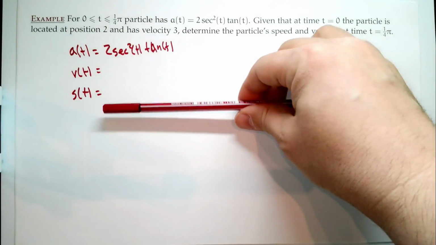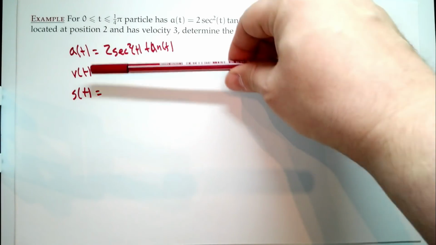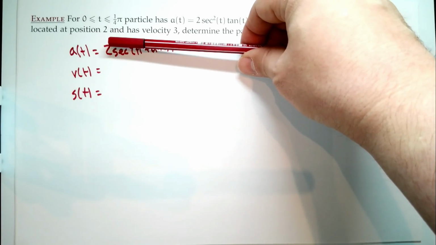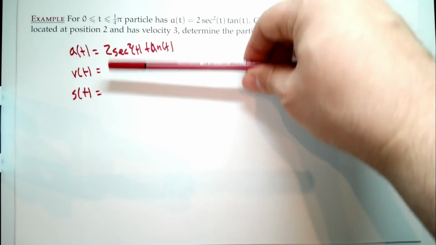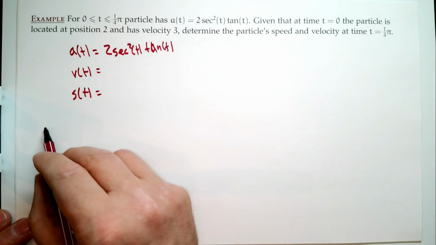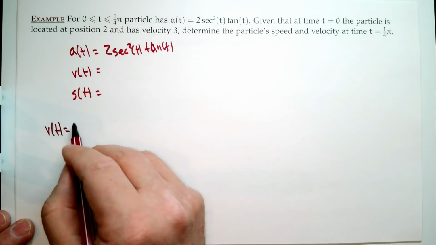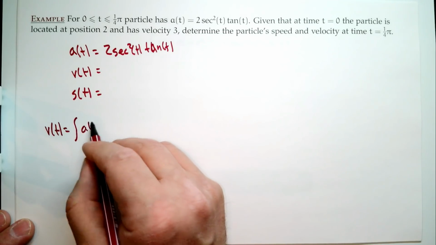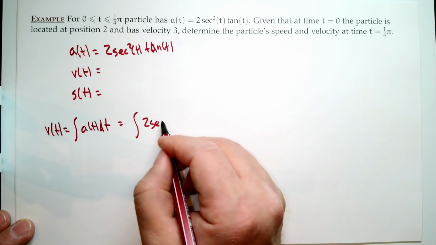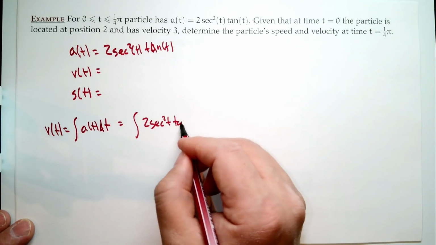Well, we talked in the first part of the course: if I start with position, I can take derivatives to move up. In the second part of the course, we're going backwards. If I have acceleration, I can get to position by taking the opposite of derivatives, or if you like, the anti-derivatives. So now we're really about anti-derivatives. So let's figure out velocity. So velocity is the antiderivative of acceleration. So I need to integrate 2 secant squared t tangent t dt.